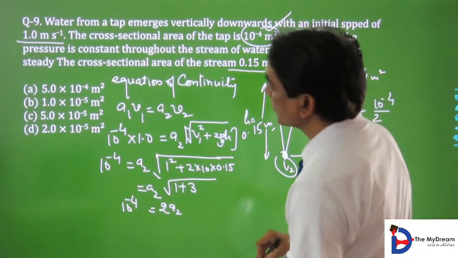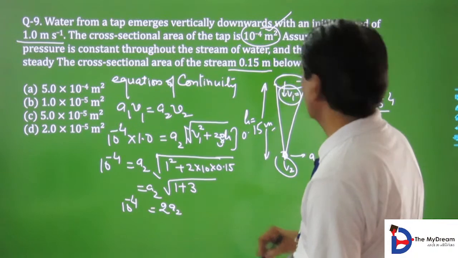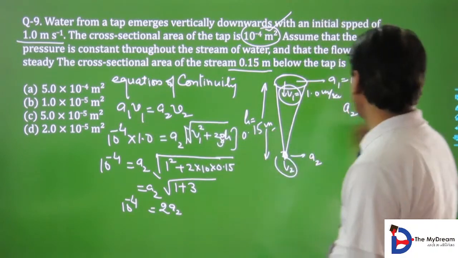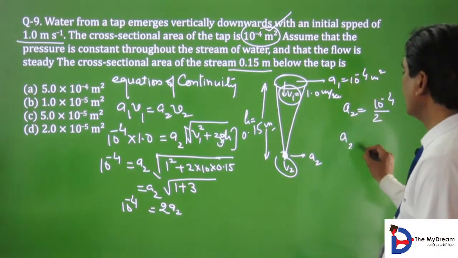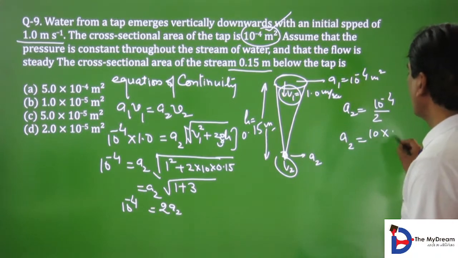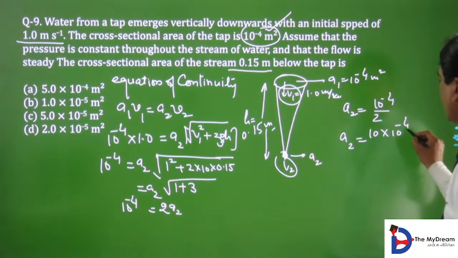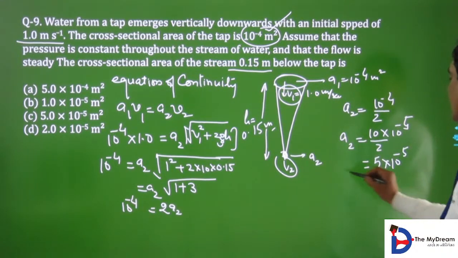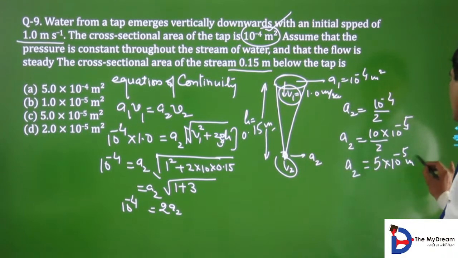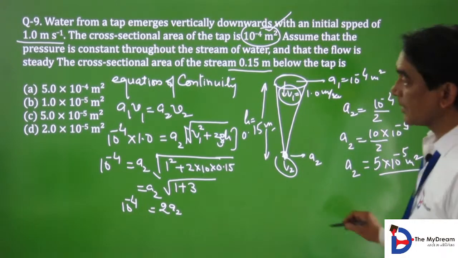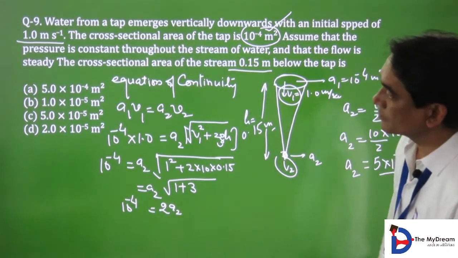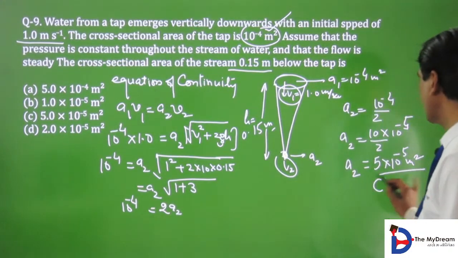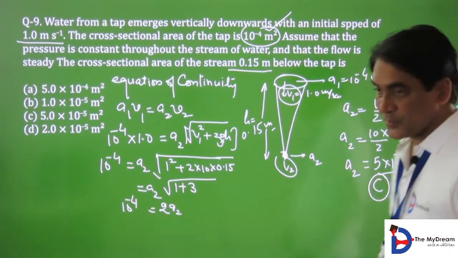Is there any option? Multiplied by 2, not divided by 2. What will you do? You can multiply it by 10 and divide it by 10. Then we will get this, and which is the correct option? C option is correct. Option C is correct.